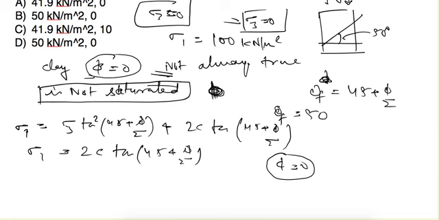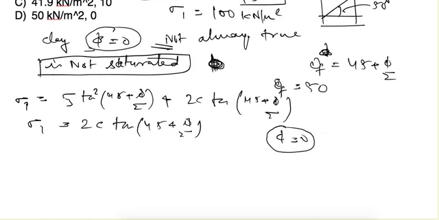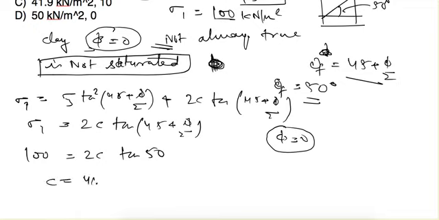So if you are given some data regarding the angle of friction or the failure plane angle, you should consider the angle of internal friction. So from here 45 plus phi by 2 is given as 50 degrees. Just put it in this equation. Sigma 1 is equal to 100, which is equal to 2c tan 50. So from here C will come out to be 41.95 kilonewton per meter square.